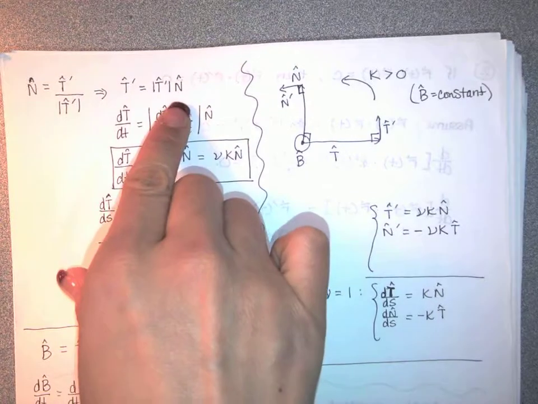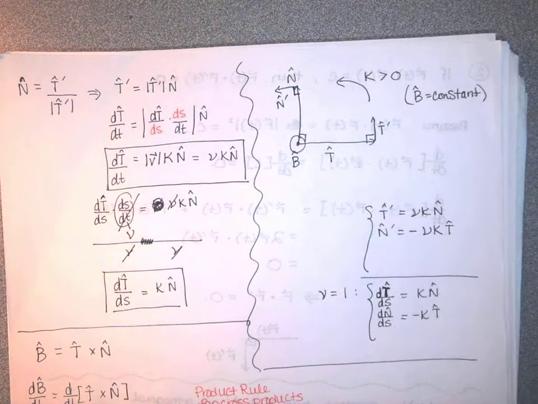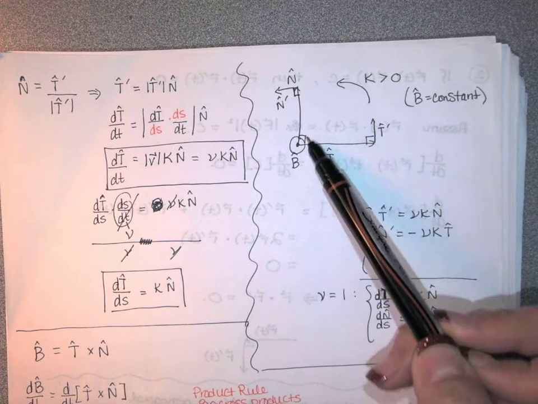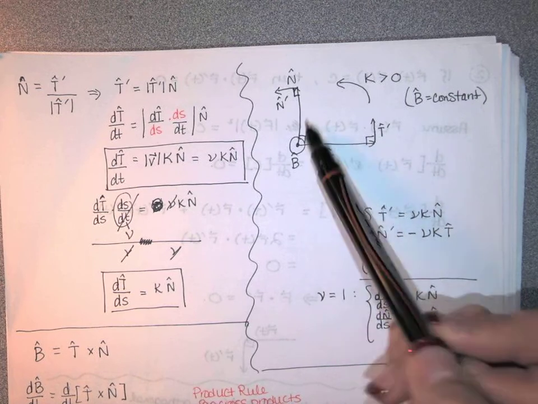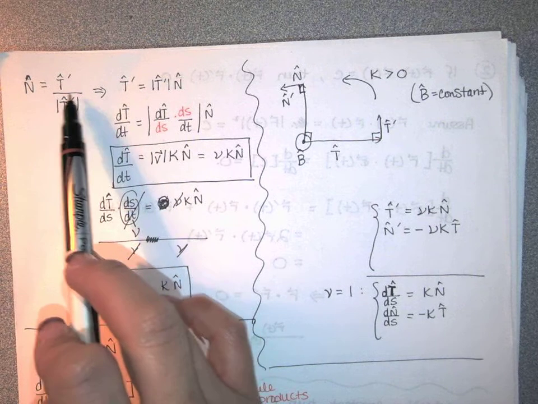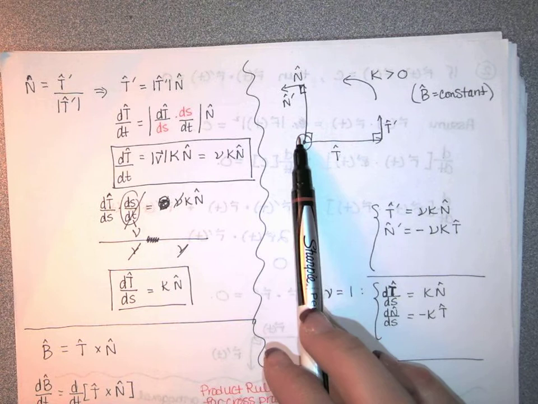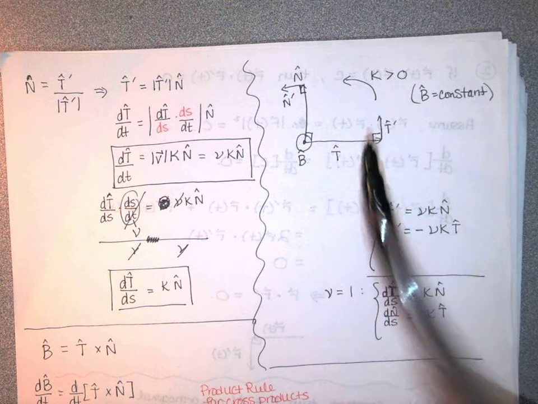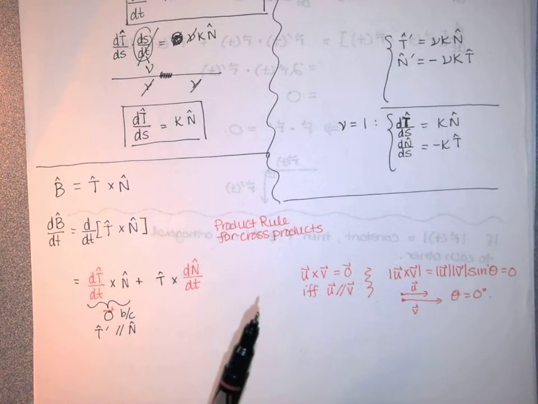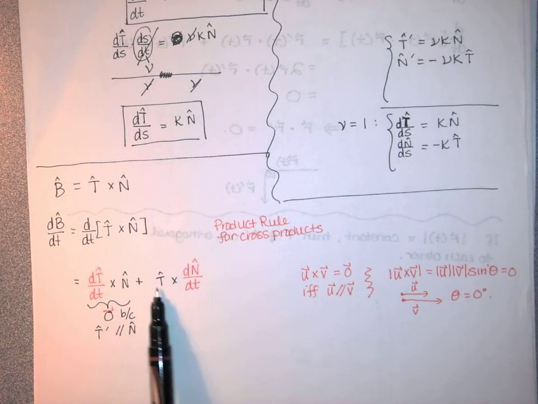Or you can look at this equation and see that they're parallel to each other, because t hat prime is just this constant times the normal vector. Or you can look at this picture and see that they're parallel to each other. There's t hat prime, and there's n hat. That is actually a picture that I drew because of this equation, but notice all 3 of them are telling me the same thing. N hat is a constant times t hat prime. T hat prime is a constant times n hat. So this is going to be 0. Alright, so now I know that the derivative of b hat with respect to t is equal to just this part.